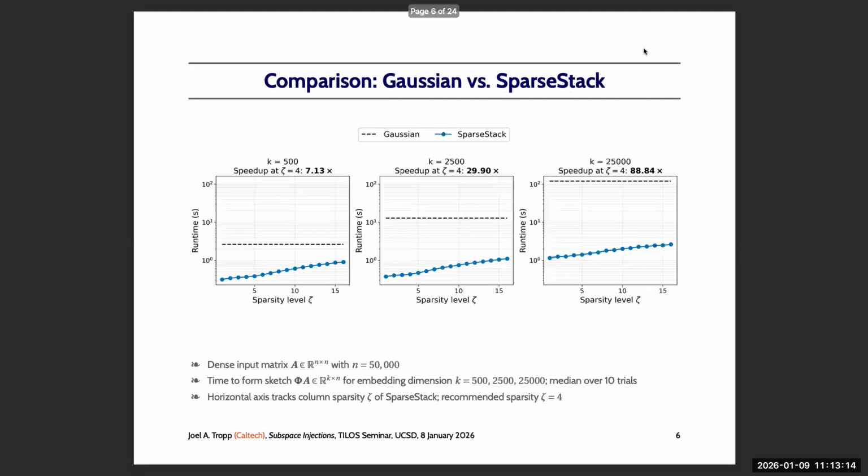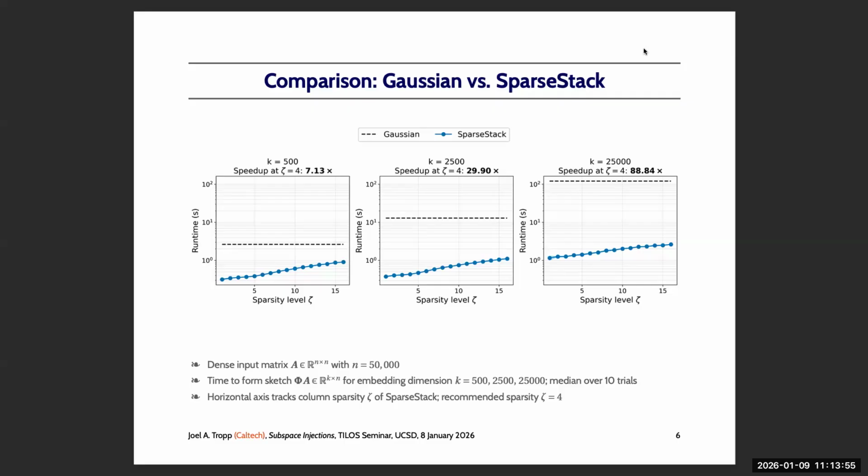Okay, good. So let's do some numerical experiments and see what happens if we use sparse dimension reduction instead of Gaussians. This experiment takes a matrix of size 50,000 by 50,000 and compresses it so that the number of rows is k, for k equals 500, 2,500, or 25,000. So we're taking this big square matrix and making it into a fat rectangular matrix with not very many rows. And we're going to compare the cost of doing this with a Gaussian dimension reduction map, which is the dashed line, versus a sparse dimension reduction map.